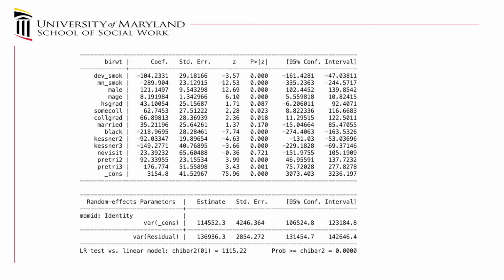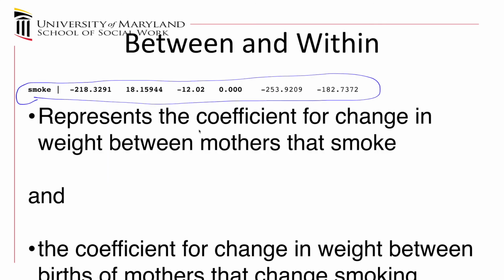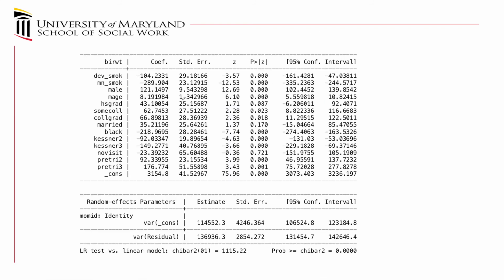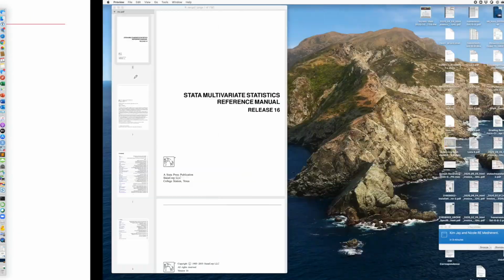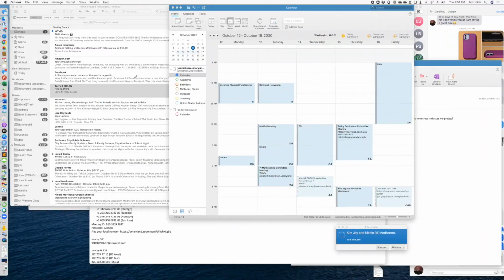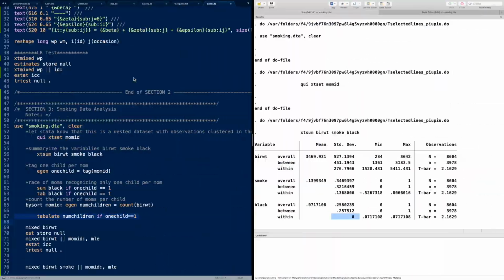And so the good news is that we can separate these into the within component, which is the fixed effects component, and the between component. How do we do that? Well, we do that.